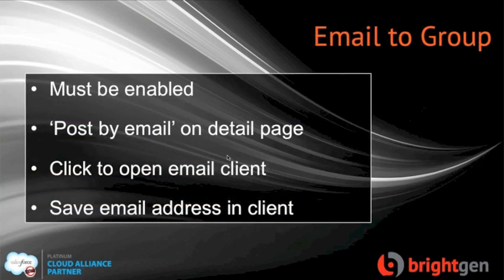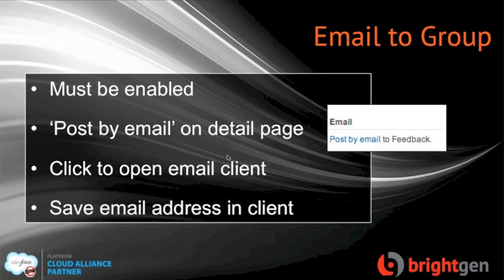Another chatter enhancement, you can now send an email to create a post in a chatter group. This has to be enabled through the chatter email settings page. And once this is enabled, a post by email link will appear at the bottom on the group detail page. So if you click on the post by email, that'll open your email client and allow you to write the post. You're limited to 5,000 characters, and the subject and any attachments will not appear in the post. It's only the body of the email.